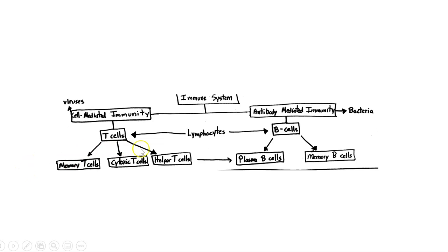Okay, so this is an introduction to specific immunity. You have cell-mediated, which is going to go after viruses, and you have antibody-mediated, which is going to go after bacteria. In antibody-mediated immunity, you're dealing primarily with B cells, specifically plasma B cells and memory B cells. In cell-mediated immunity, which goes after viruses, you have the different T cells: memory T cells, cytotoxic T cells, and helper T cells. I want you to notice this little arrow here. Helper T cells are also going to be important for antibody-mediated immunity.